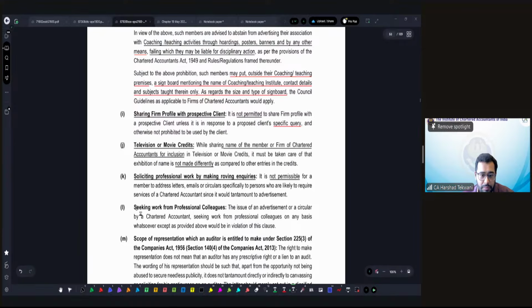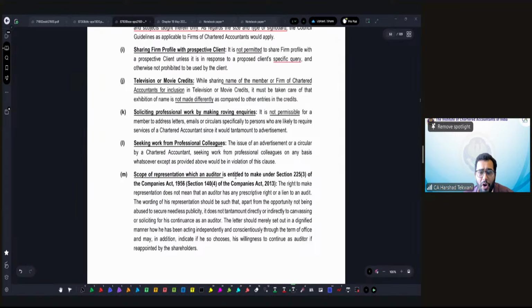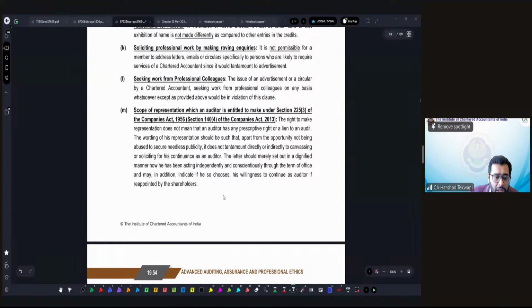Then seeking work from professional colleagues. Again, we have already discussed what is allowed. If you are seeking professional work from a chartered accountant in practice, fine. Otherwise, not fine. Scope of representation which an auditor is entitled to make under section 140 of the Companies Act. The auditor has a right to representation when he is not being reappointed. That right should not be misused to advertise. It is a right of representation, not the right of advertisement. Remember that. Right to represent is not equal to right to advertise. It should be mere representation, not in the form of advertisement.